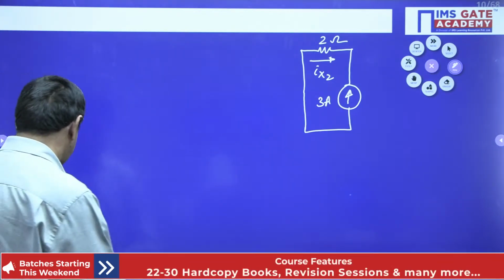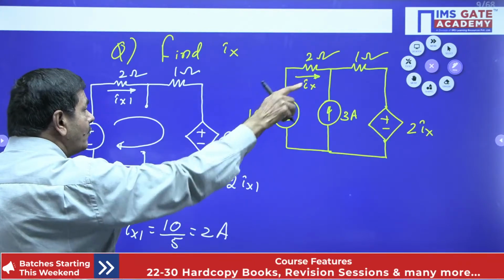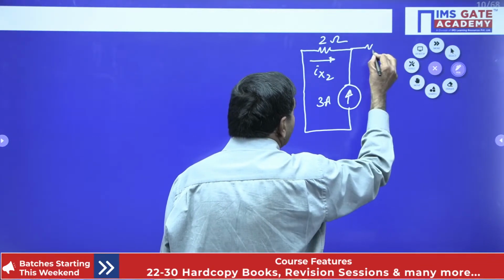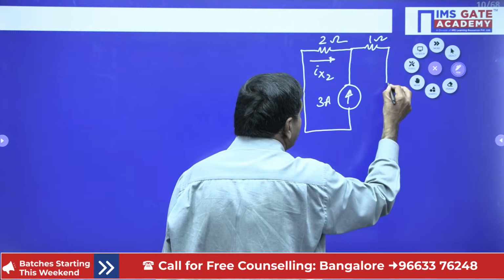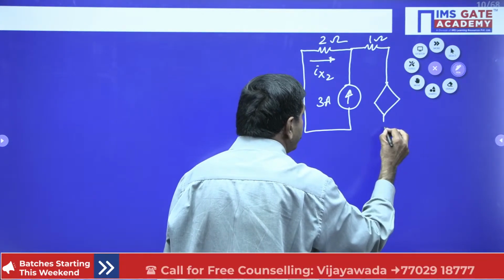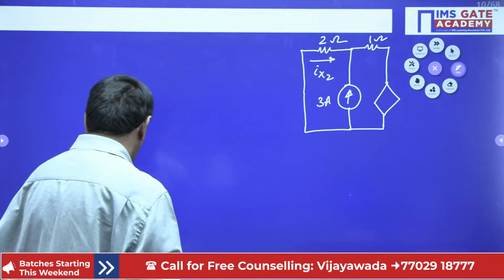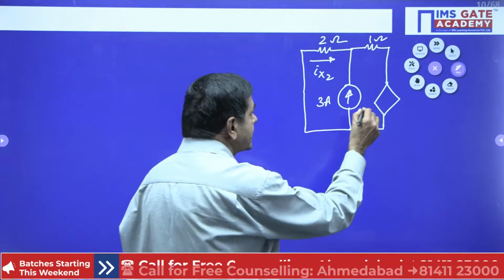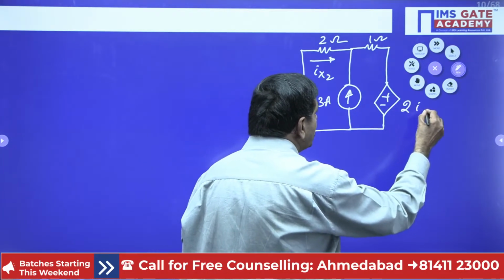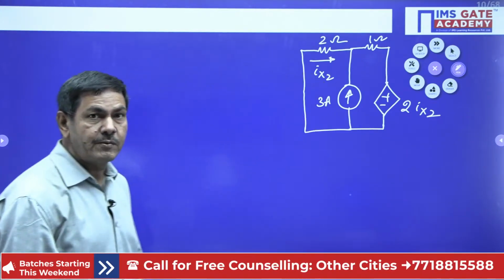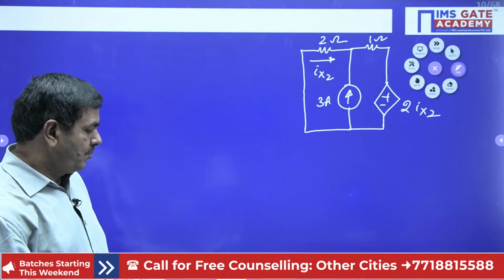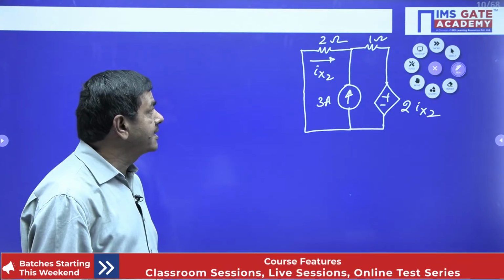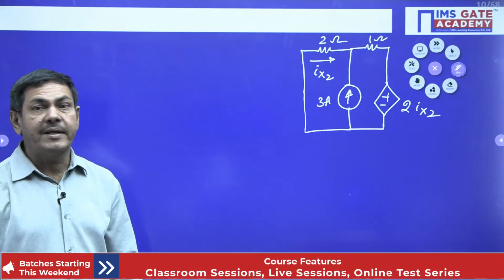And also connected here, what is connected? 1 ohm this side. This is 1 ohm, and here we got the dependent source. What dependent source is given? 2 Ix, so 2 into Ix2 I can write here now. We can check these values once again. It is a 2 ohm and also 1 ohm and 2 Ix, and also this 3 amperes is given. Yes, exactly correct.